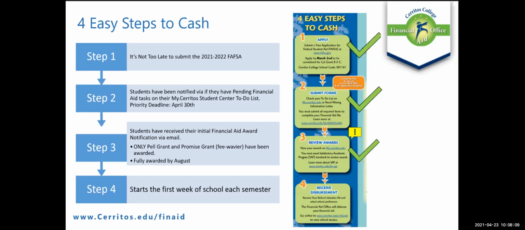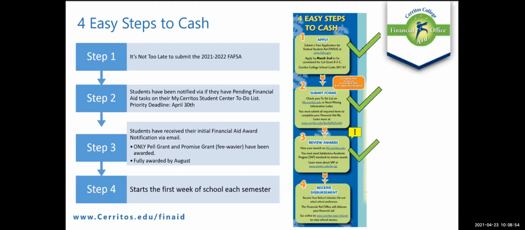Step 2 is where the bulk of our students are right now for next year, and that is to submit forms. So students have been notified via their to-do list in the Message Center, and you should have also received an email if financial aid is requesting that you submit additional documents to our office. So you want to make sure to continue to monitor your My Cerritos Student Center to-do list for any items and follow up. Priority deadline to complete step 2 is April 30th. So that's just around the corner. That will ensure that we have a financial aid award available for you so that your funds can start dispersing the first week of school.